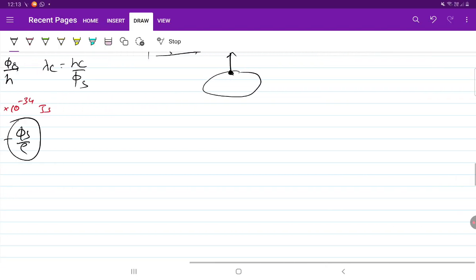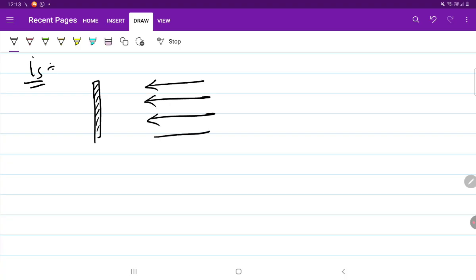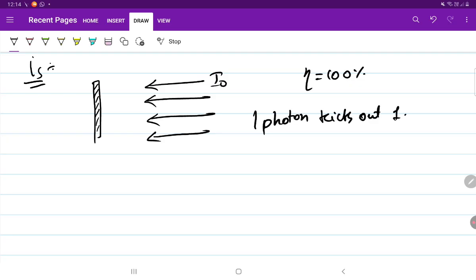Now we are going to take the last topic, that is the saturation current. Suppose you have a plate, this is the receiver or the transmitter plate, and on this plate light of intensity I naught falls. So you would expect that each photon actually strikes one electron. In general, if quantum efficiency is assumed to be 100%, then one photon kicks out one electron. This is a very important concept you must remember.